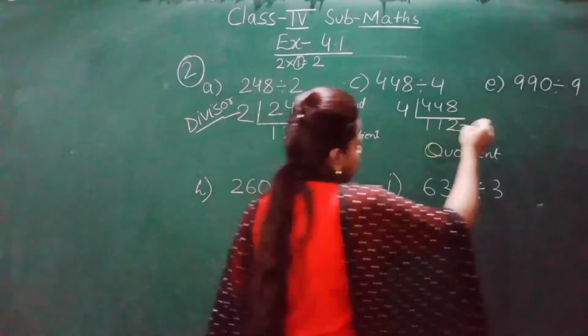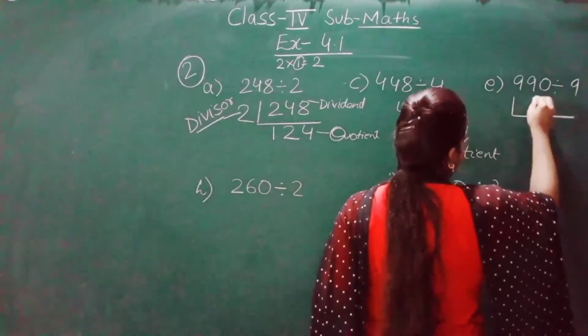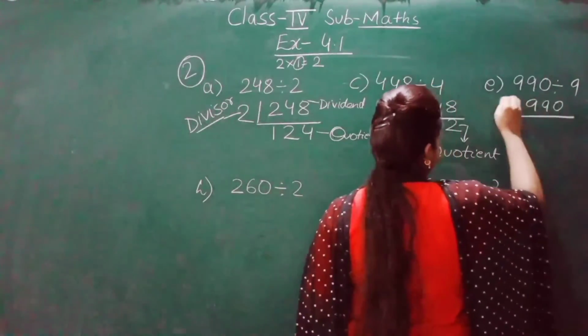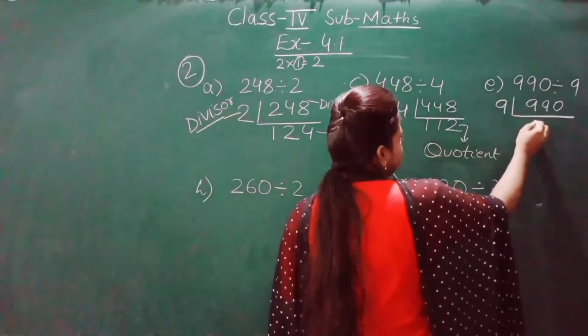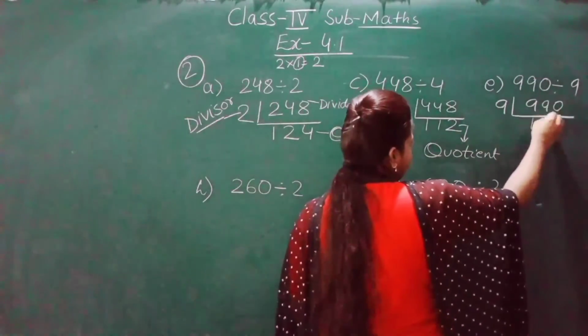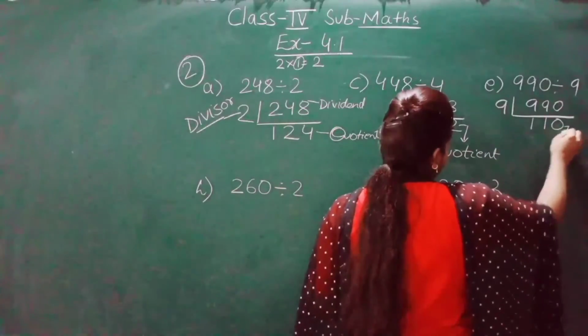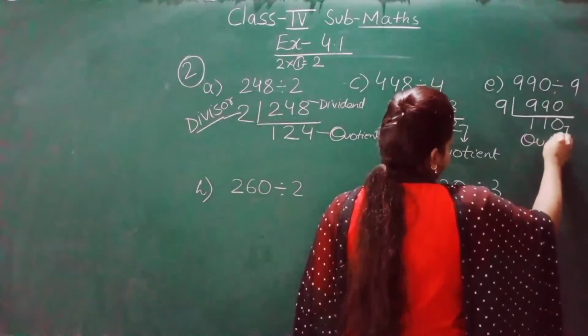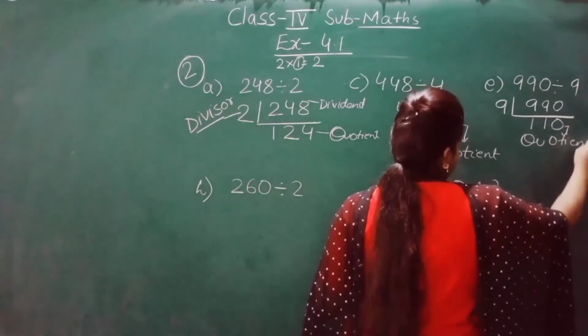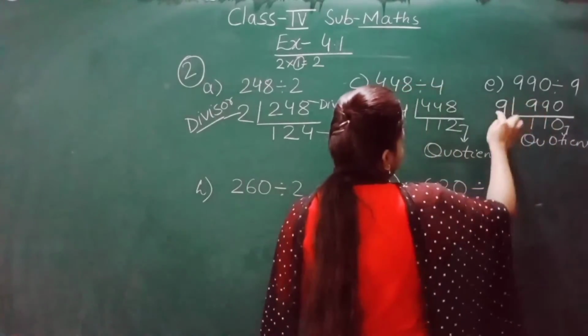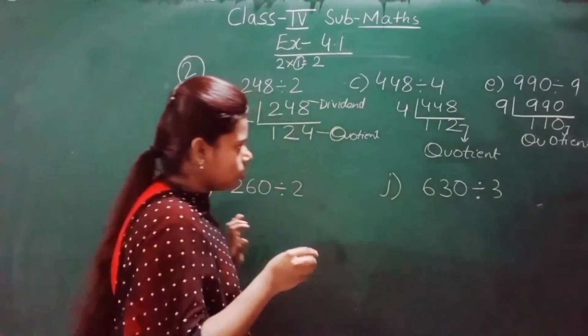Now let's do this one. Dividend always write inside, divisor should be outside. 9 how much are 9? 9 1 ja 9, 9 1 ja 9, 9 how much is 0? 9 zeros are 0. So this is the quotient. We got the quotient.